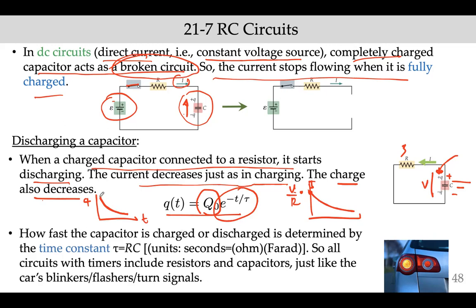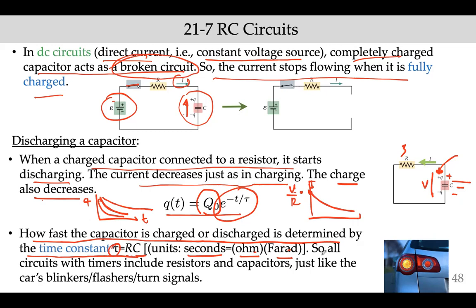Now, the charge may go down like this, or it may go really quickly, or it may take longer time to go down. How fast the capacitor is charged or discharged is determined by the time constant tau, which is R times C. R is in units of ohm, and capacitance is in units of farad. If you multiply them, what you get is the units of seconds, which makes sense because time is in units of seconds.